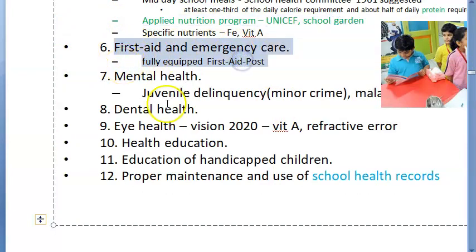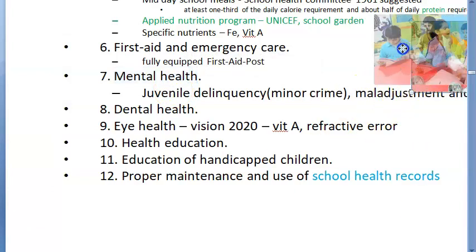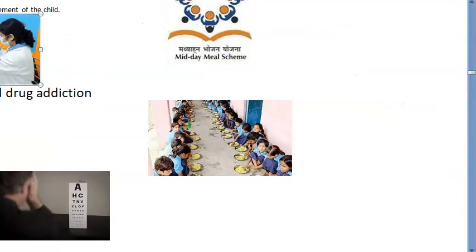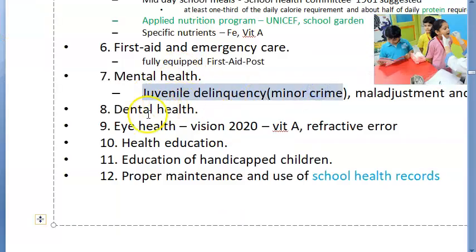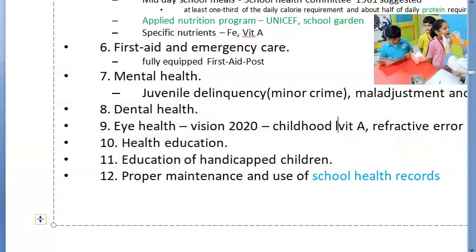Okay, enough. First aid and emergency care, you should have a fully equipped first aid post. Mental health is very important because a lot of mental health issues are there. That in itself will lead to good physical health if mental health is good. Maladjustment and what have they written here? Drug addiction, etc. Juvenile delinquency, that is minor crimes that children can commit. Dental health, eye health, remember to mention Vision 2020. Childhood illness is under Vision 2020. Childhood blindness.